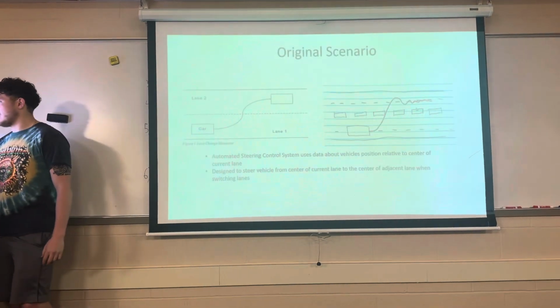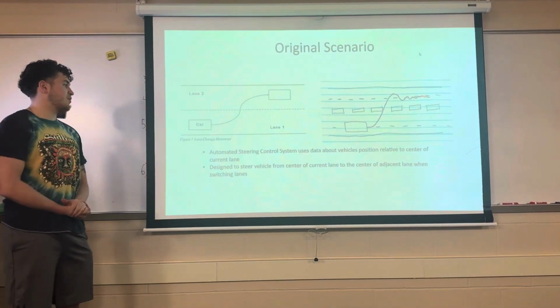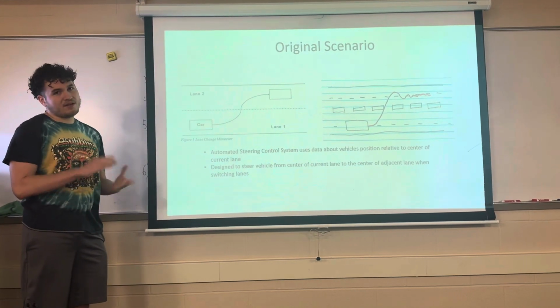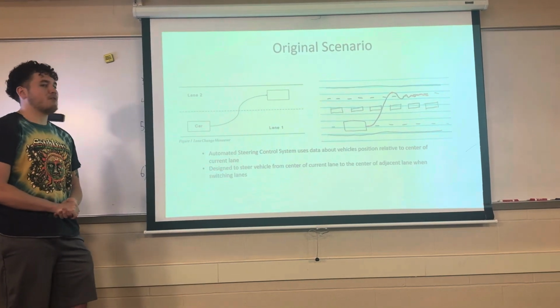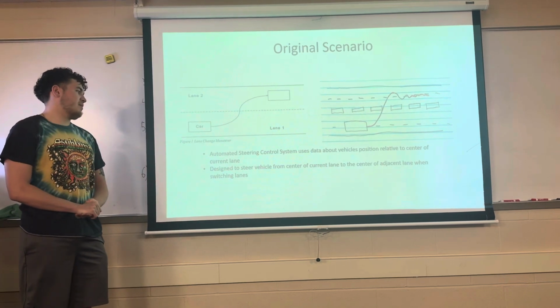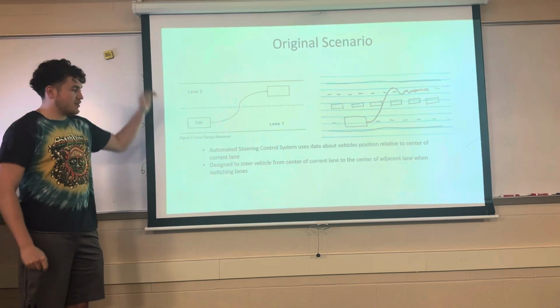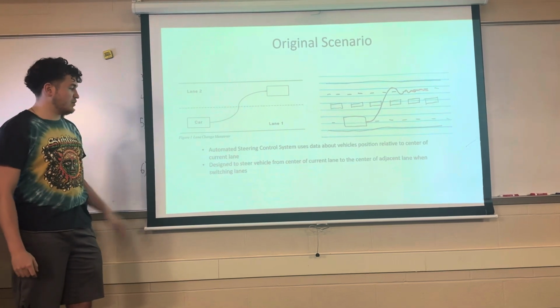So this is the original scenario. We have an automated steering control system, and it uses data about the vehicle's current position relative to the center lane. It's designed to steer the vehicle from the center of the current lane all the way to the adjacent lane when switching lanes.